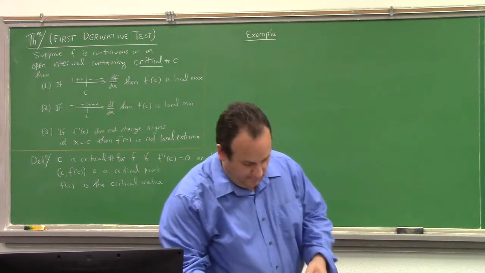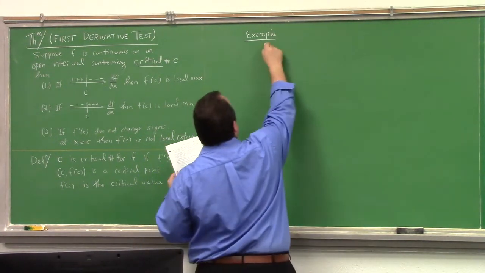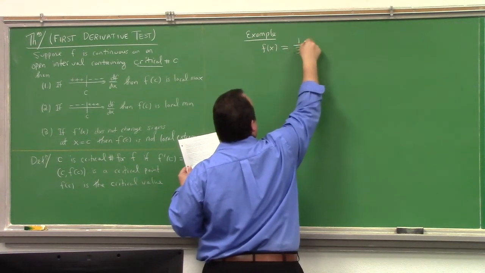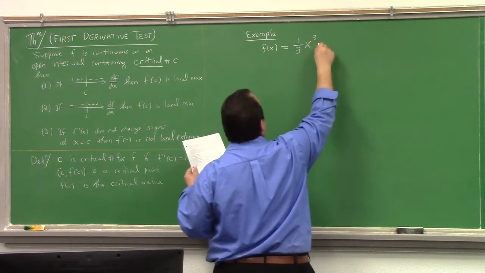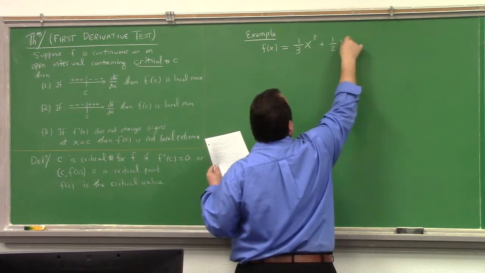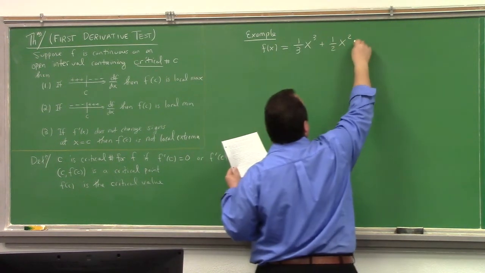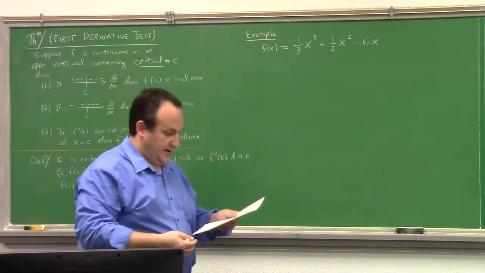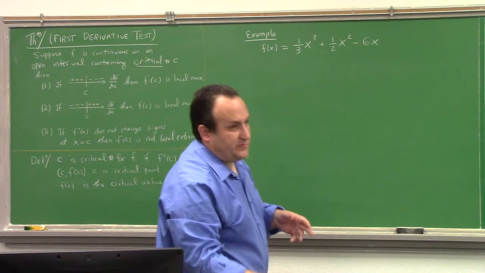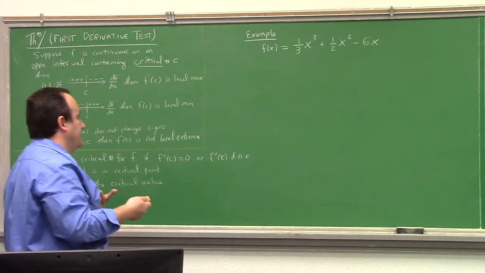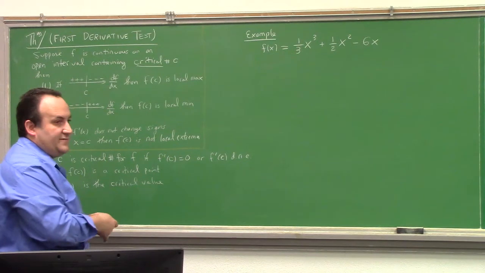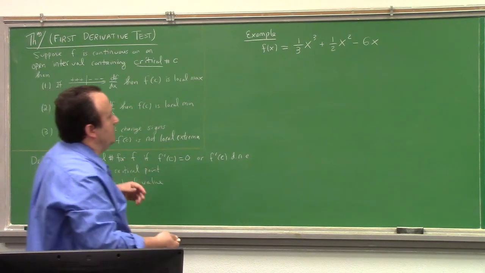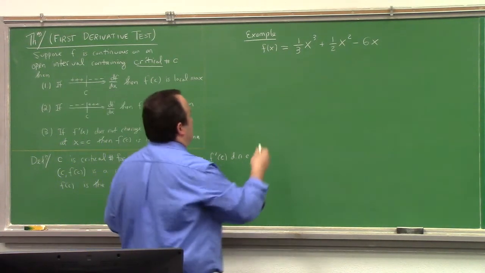So, here we have f of x equal to 1/3 x cubed plus 1/2 x squared minus 6x. We're going to try to find critical numbers and graph the function. All right? And that's our larger program. Our larger goal here is to graph functions using calculus, all right? Anyway, so first of all, let's find the critical numbers. What's df dx equal to?